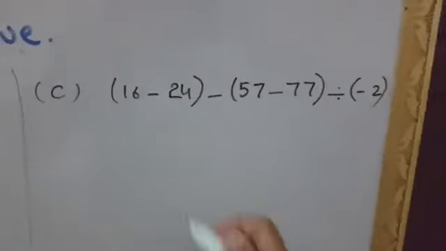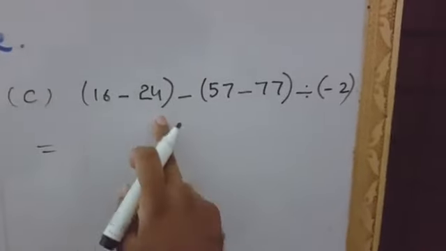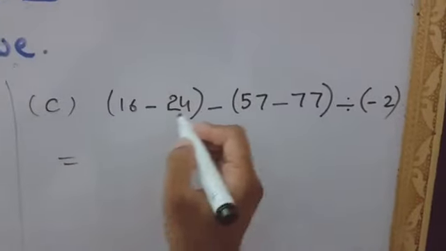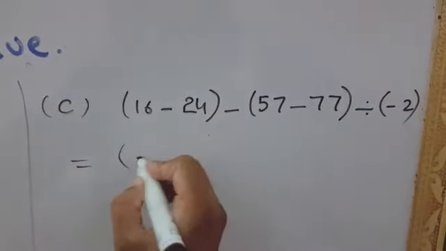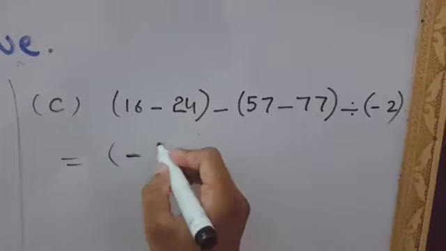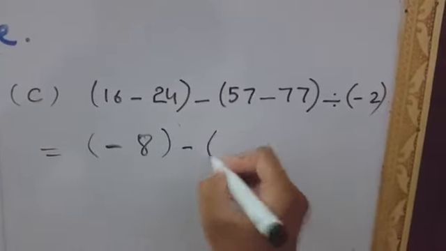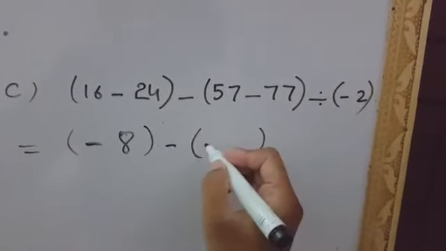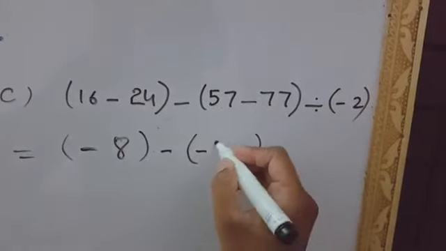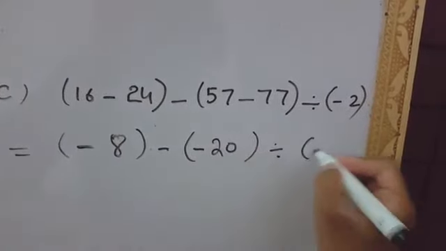Now let's do C part. So we have to solve the bracket first of all according to BODMAS rule. 16 minus 24 will be equal to, bigger value sign is minus, 24 minus 16 is equal to 8. And here the bracket will be solved. Bigger value sign is negative. 77 minus 57 will be equal to 20 divided by minus 2.